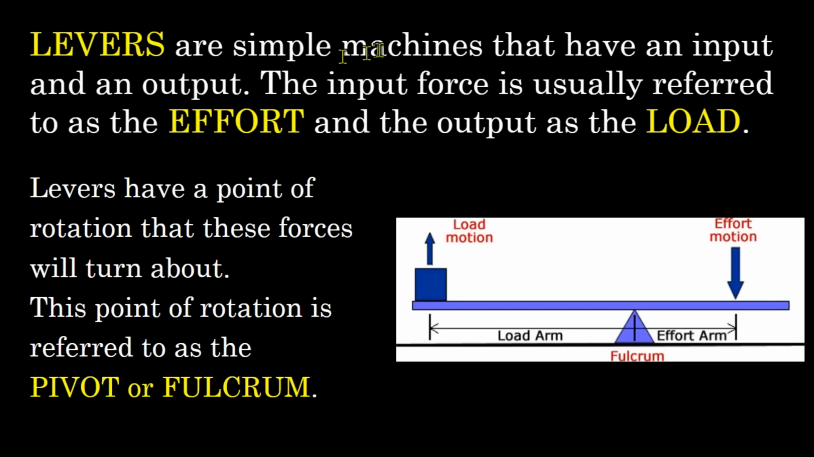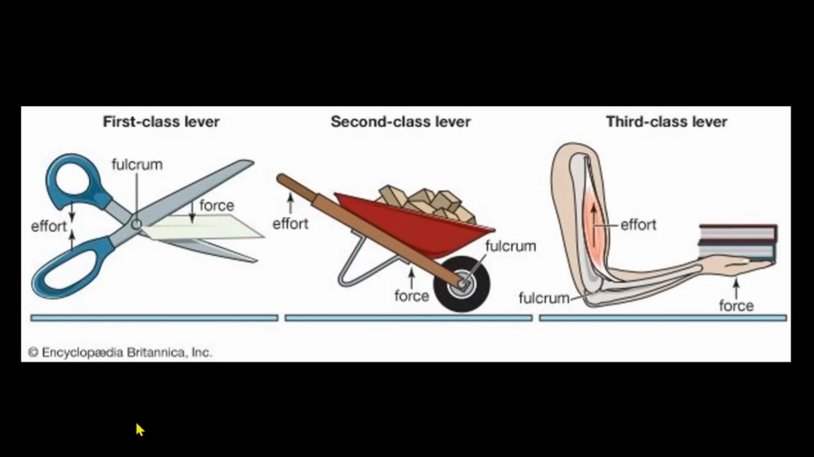Levers are simple machines that have an input and an output. The input force is usually referred to as the effort and the output as the load. Levers have a point of rotation that these forces will turn about. This point of rotation is known as the pivot or the fulcrum. The pivot or the fulcrum does not necessarily have to be in the middle of the lever. Only in first class levers will it be in the middle, as you can see in this pair of scissors.